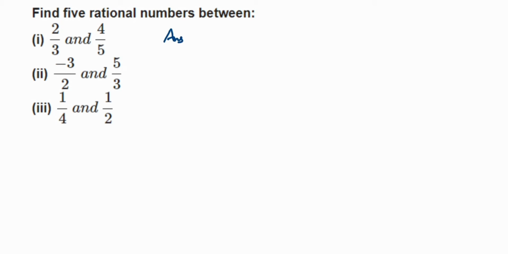So here we have our solution. The first one is we have to find 5 rational numbers between 2 upon 3 and 4 upon 5. The very first step when you're finding a rational number is we have to check whether the denominators are the same or not. In this case it is 3 and 5 and they are not the same. So the very first step will be to make them the same, and we can do that by taking the LCM.